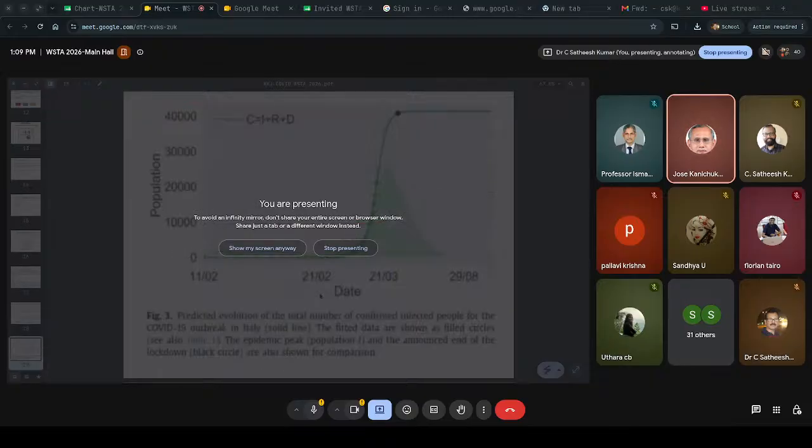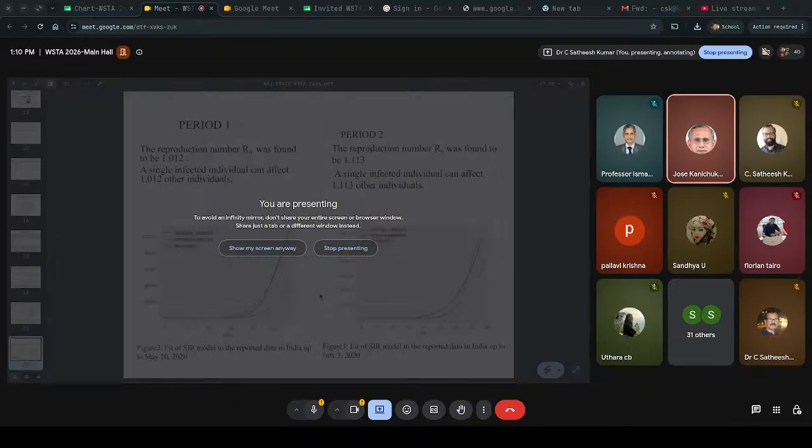This is another one: the predicted evolution of the total number of confirmed infected people for COVID-19 in Italy. Here we are considering two periods. In the first one, the reproduction number R0 was found to be 1.012. Then this is the growth. In period 2, it slightly increased to 1.113, and the increase is a little bit speedier or higher.